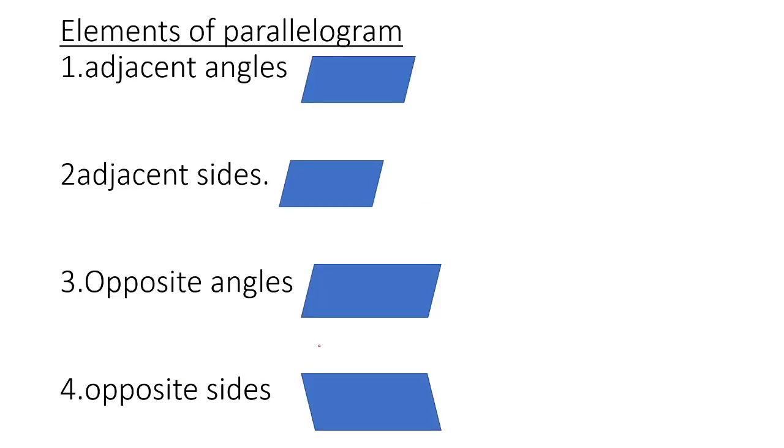Now let us see the elements of parallelogram. What is an adjacent angle? See, the marked angles are the adjacent angles. Suppose we give the name A, B, C, D to this parallelogram. So the marked angles are a pair of adjacent angles.